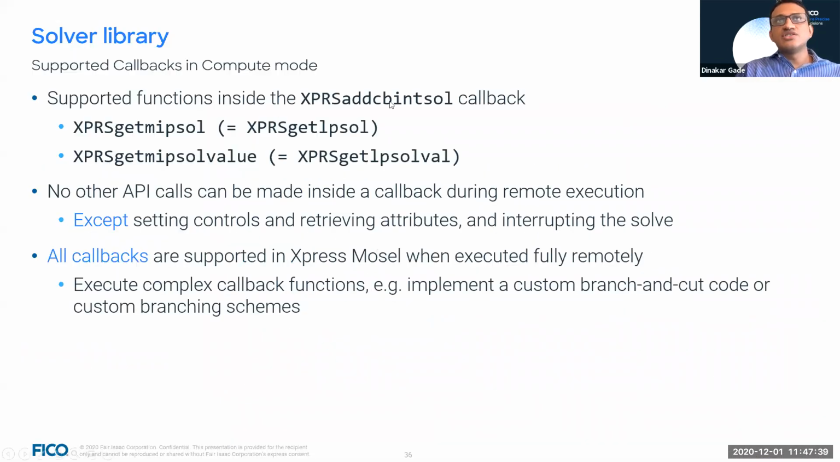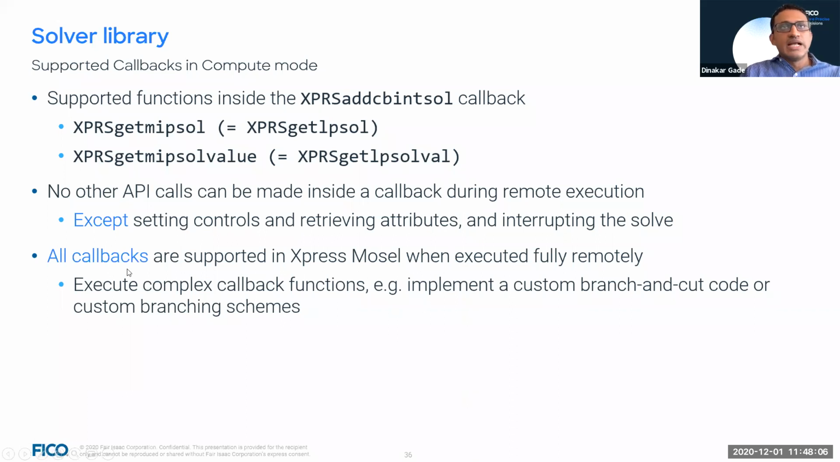So inside the integer solution callback function, a couple of API calls are permitted. This is getMapSolve, which returns the integer solution. This is equivalent to calling the LP solution because an integer solution has been found. No other API calls are permitted during remote execution, except you can set controls and you can also interrupt a solve.